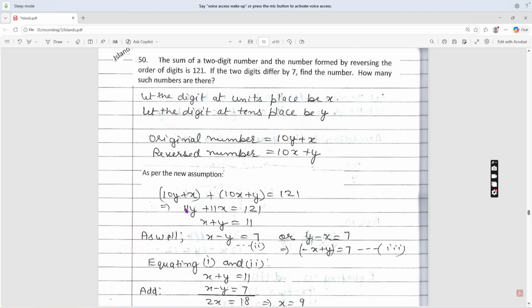Divide all terms on the LHS and RHS by 11, because 11 is the common factor of all. So 11 by 11 is 1, 11 by 11 is 1, and 121 upon 11 is 11. So we are getting x plus y is equal to 11.